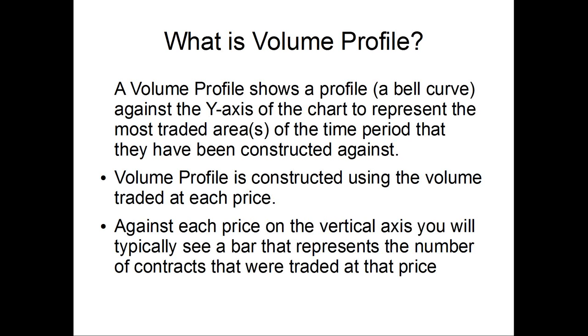It's a volume profile. It's a bell curve. It's against the y-axis of the chart, and it represents the different areas of trading over the time period that it's been constructed against. It's constructed using the volume traded at each individual price point. So against each price on the vertical axis, you will typically see a bar that represents the number of contracts that were traded at that price, or a line depending on what you want to use.